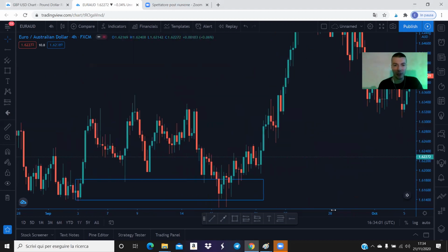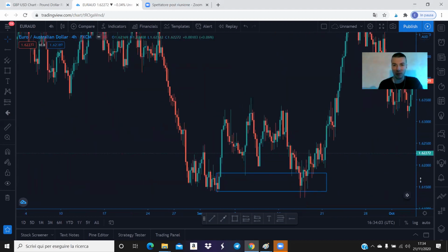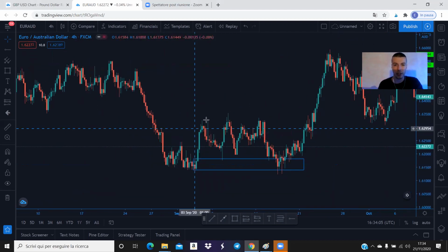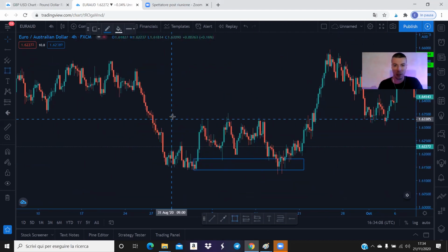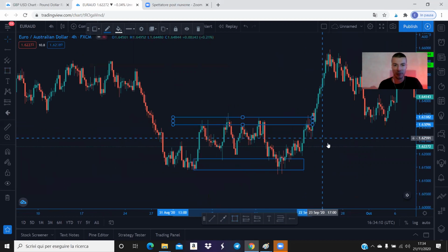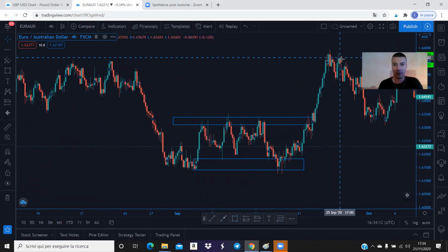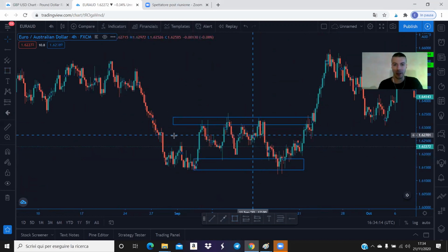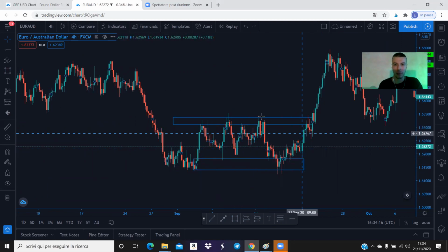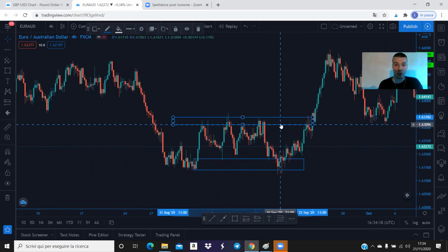Trend is bearish. I mean, no, here it is ranging. Here we're ranging. Here it is bearish. Here it is bullish. Here we are ranging. We are going up and down. So this was just an example.